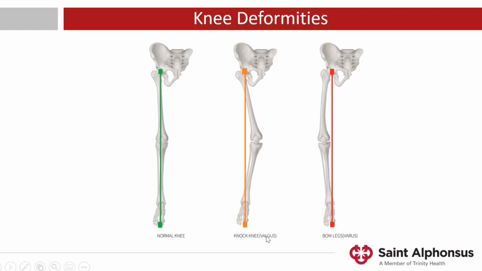If somebody has a knock-knee deformity or a valgus deformity, you can see that the knee joint bows towards the midline of the body, as that line falls out to the lateral portion or outside of the knee. And in a bow leg or varus deformity, this is the more common of the two, that line's going to fall inside of the knee. So the knee actually bows outward.